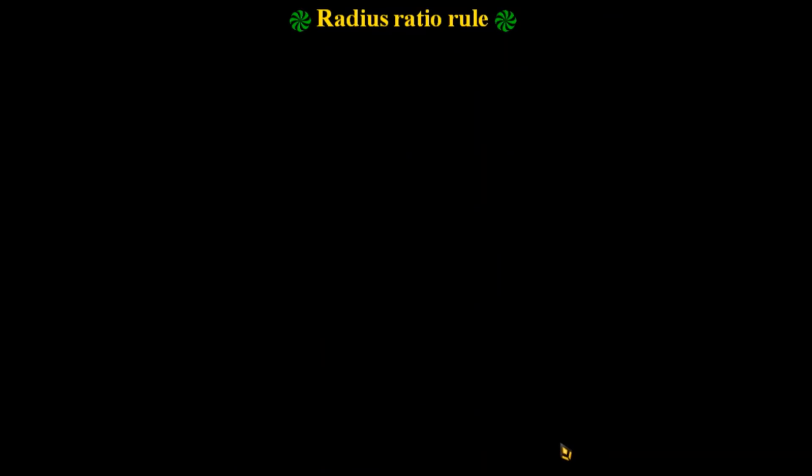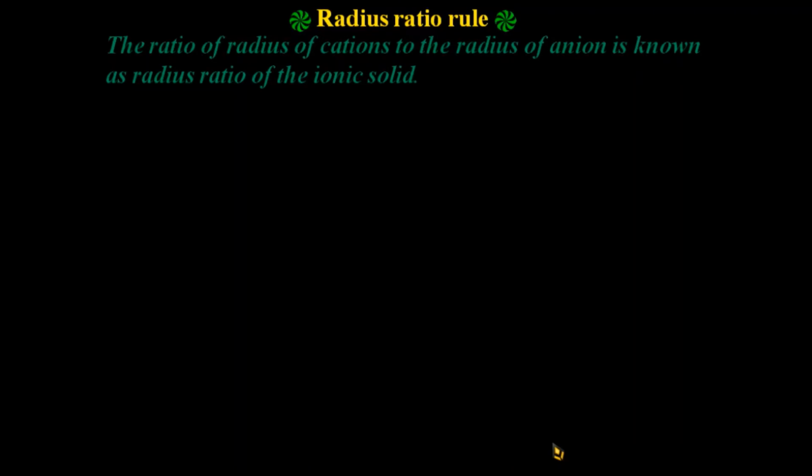Then, what is the radius ratio rule? The ratio of the radius of a cation to the radius of an anion is known as the radius ratio of the ionic solid. The radius ratio rule is applicable in ionic solids. For the stability of an ionic compound, each cation should be surrounded by the maximum number of anions and vice versa, for electrostatic force of attraction.